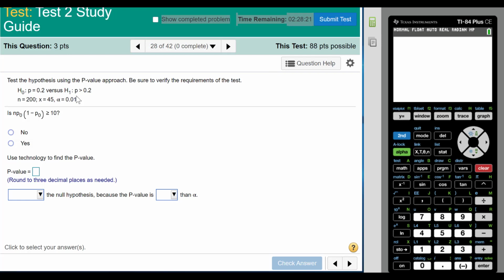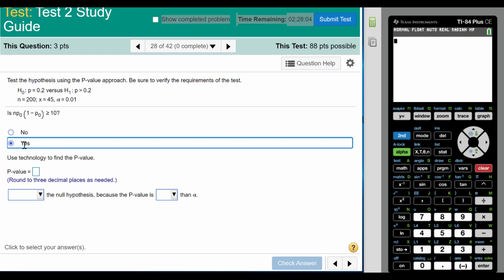So to check the requirement, this is how you do. I just refreshed the page, so I got a different problem. N is 200, P0 is 0.2, and 1 minus 0.2. You multiply them. If you get a number greater than 10, then your answer should be a yes.